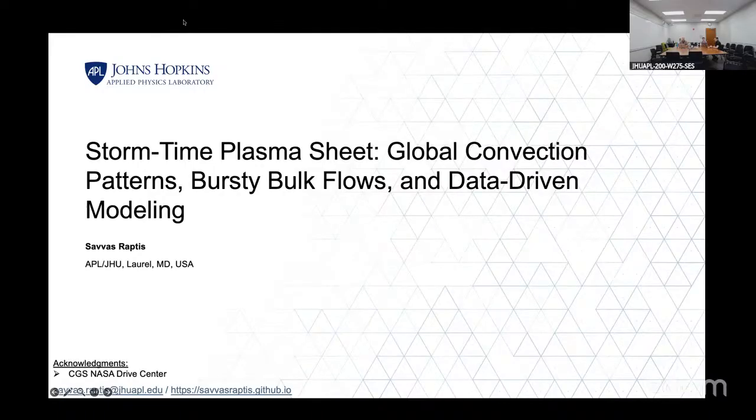Savvas is a researcher here at APL and has done a lot of work recently with CODIF and MMS and Geotail data looking at the storm time plasma sheet. It's been extremely helpful to us as part of planning the PARCEL instrument, along with some other works with people in this room. So we're really excited to have him present to the team and to the rest of the community on that work. So without further ado, Savvas, I'll let you take the screen and go for it.